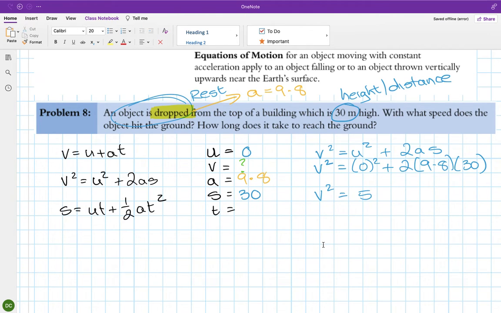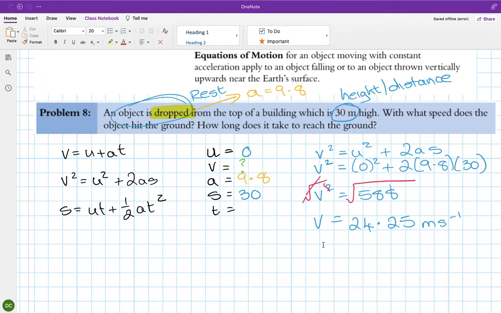And then to get rid of the square, because I don't want v squared, I want v. So to get rid of the square, I'm going to need to do a square root. Sorry, I'm just waiting on the laptop to catch up. There you go. So I'm going to need to do a square root, which will cancel my square. And I get 24.25 meters per second. That's rounded to 2 decimal places.